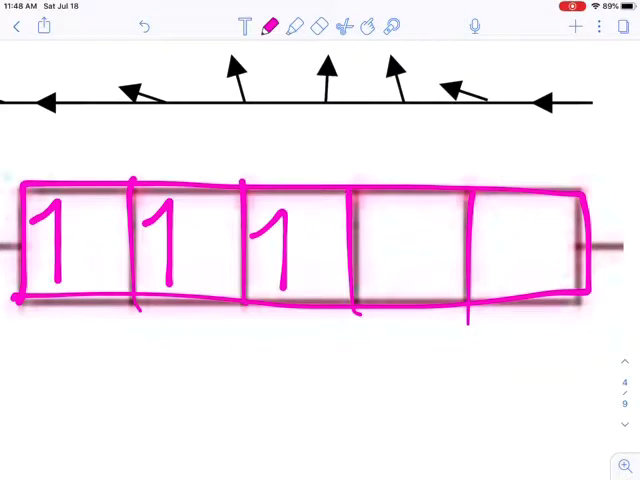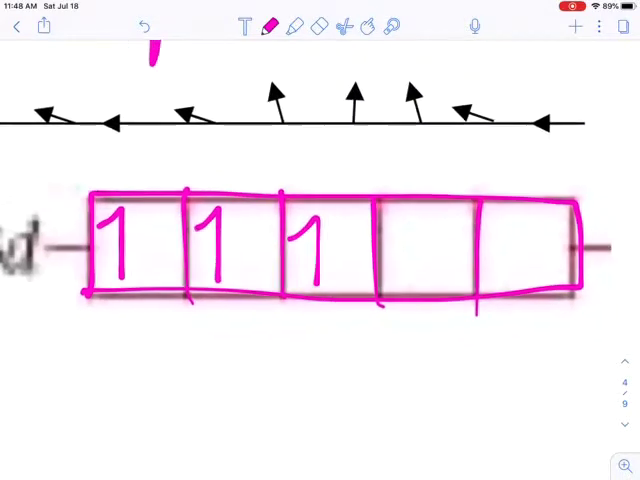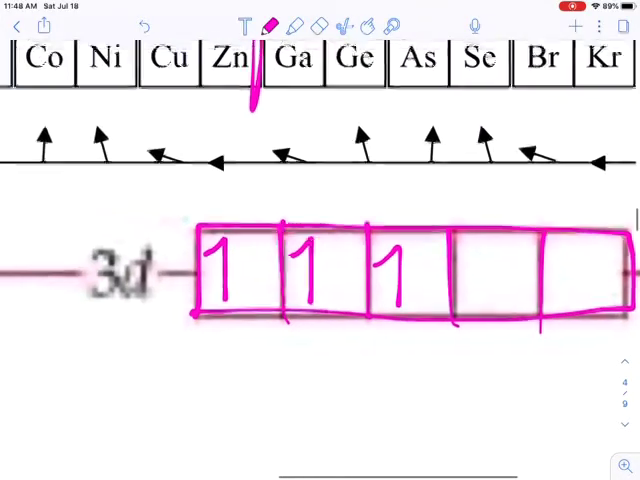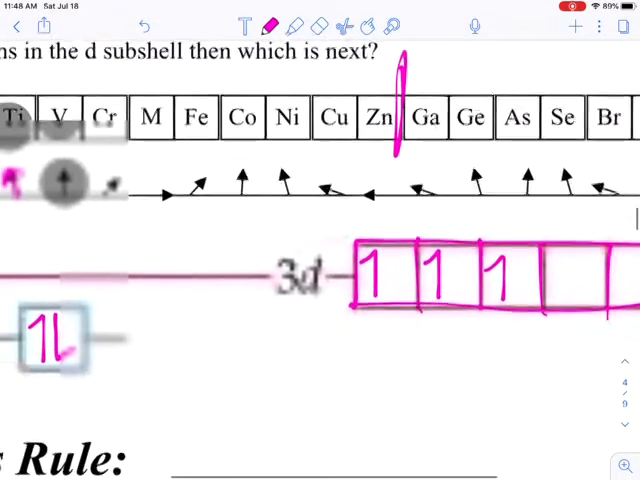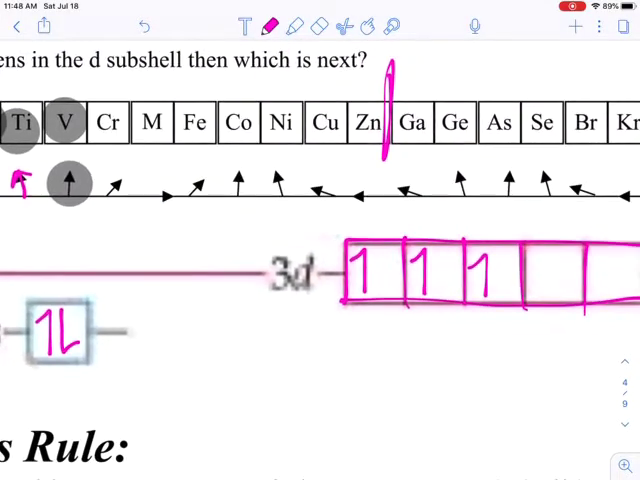Well, we've got more boxes with nothing in them. Why don't we go ahead and put in the next electron that is going to be spinning up? Now we have 3 unpaired electrons that are all half-filled spinning in the same direction. That is going to make even more magnetism, which is what the data shows.